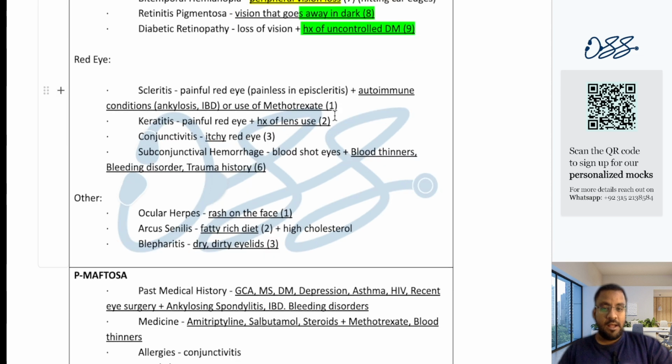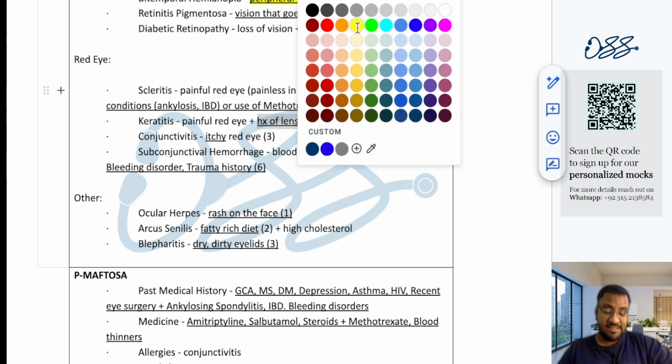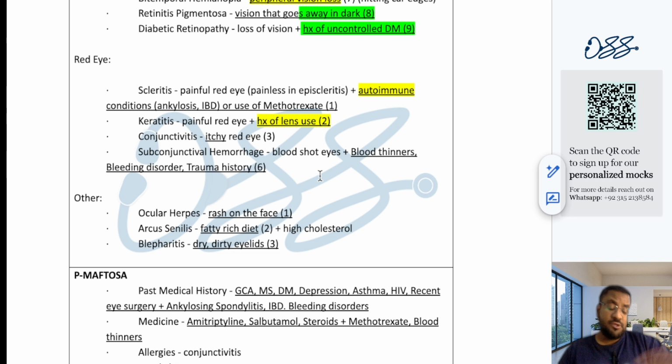Then the other case is keratitis. It's usually lens induced. If somebody presents to you with painful red eye and they don't have any autoimmune history or any use of drugs like methotrexate, then you can just ask the second question, that is, by any chance did you recently use contact lenses? And they would say, yeah doctor, I used contact lenses last night after coming from a party. I just slept without taking them out, and that is why the patient would have a very, very painful red eye. So that means that this patient is having something called keratitis.